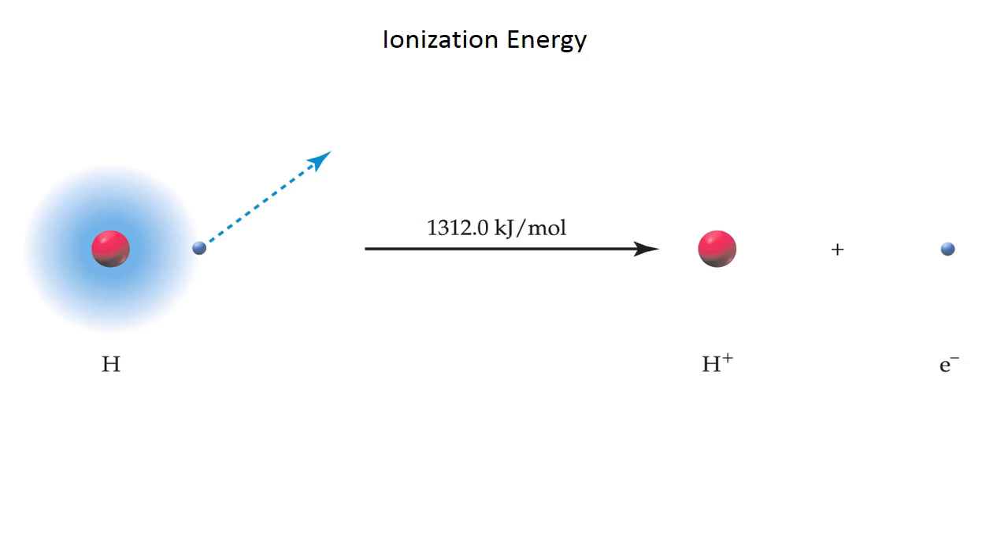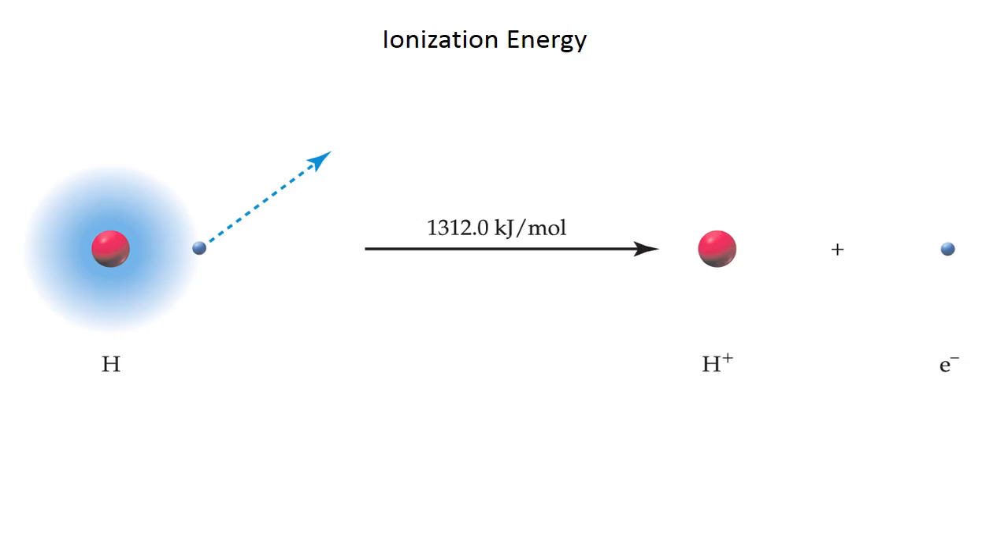So here we see a hydrogen atom on the left, a neutral atom with a single proton and a single electron. The energy required to pull that electron off is 1,312 kilojoules for every mole of hydrogen atoms. And you see on the right that you have a hydrogen +1 ion and then the separated electron.